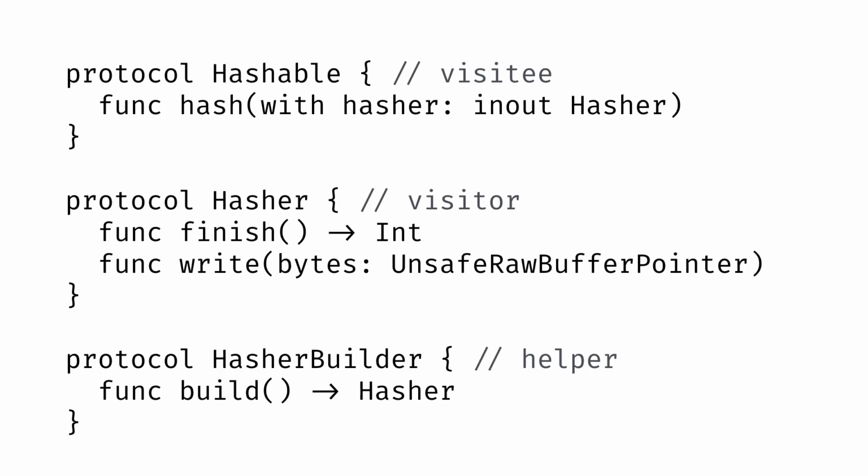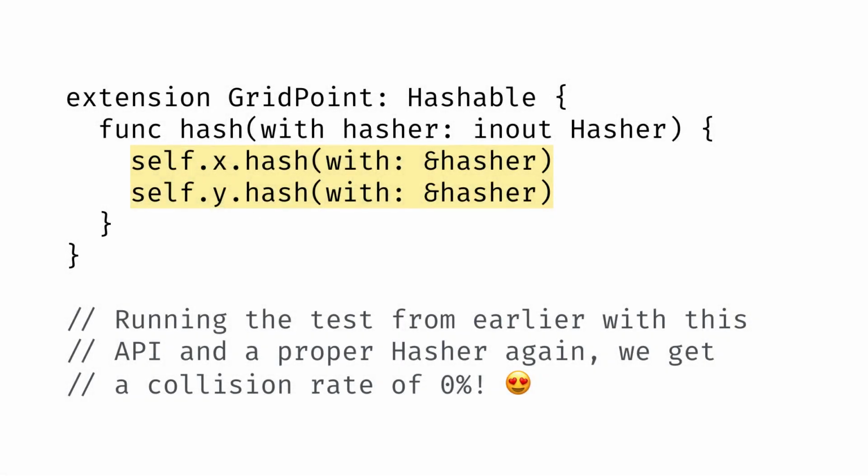So that's why you want the hash builder, because you can then, inside the build function, pre-configure the hasher, like passing a seed or something. And then grid point would look like this. This is how you would implement hash value for grid point. And I'm right now implementing this, and I hope to be able to have a pull request at some point for the standard library.